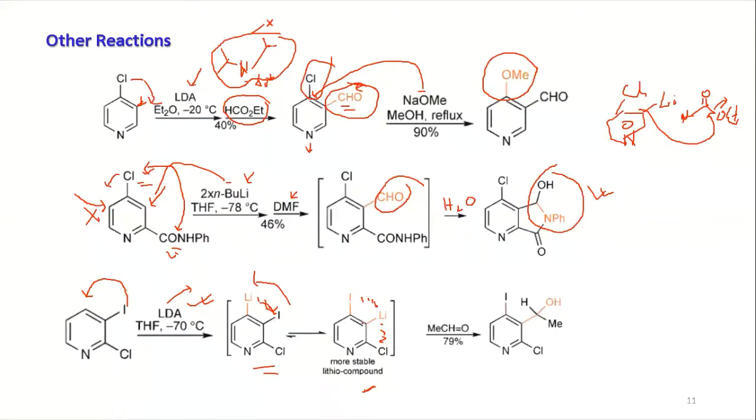Now you have the lithiation at this meta position. If you give any kind of electrophile, whether it is DMF, formamide, or ethyl formate, the reaction is going to happen at this meta position. Your product will be like this. Here in this case, there is an aldehyde, so it is going to react with the carbonyl carbon, and you will have the hydroxylation. So you have this product formation.